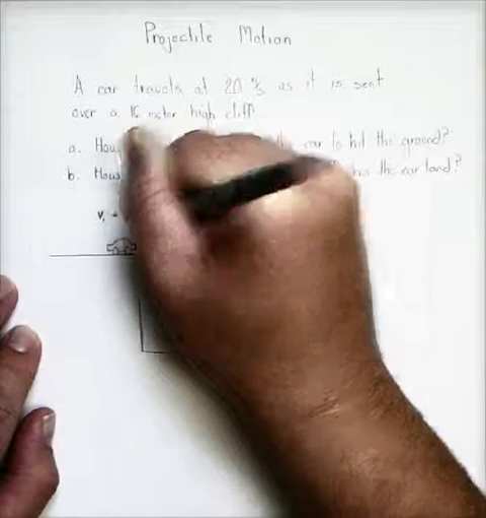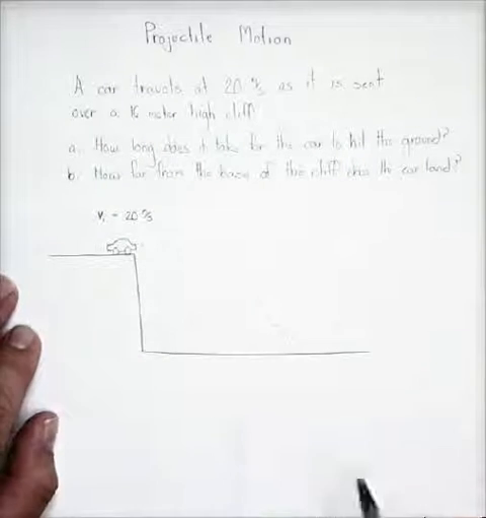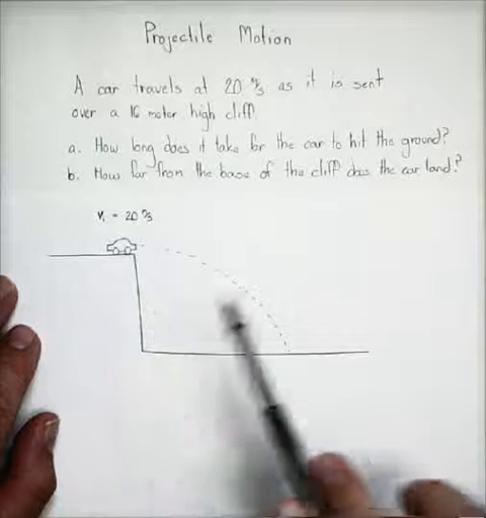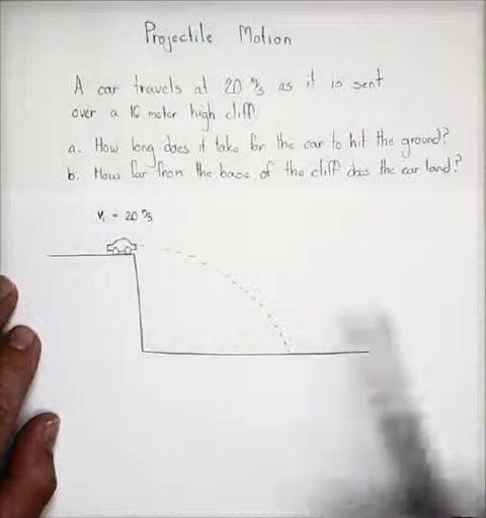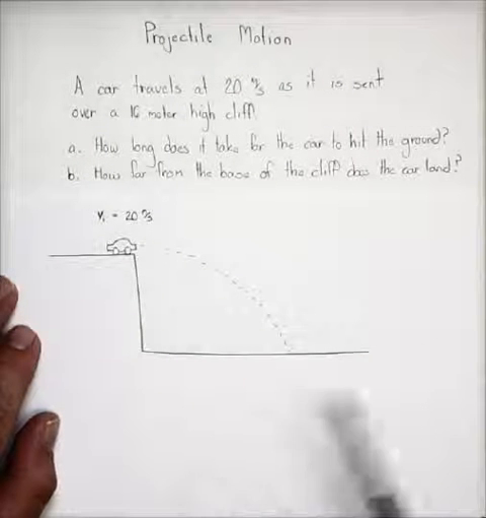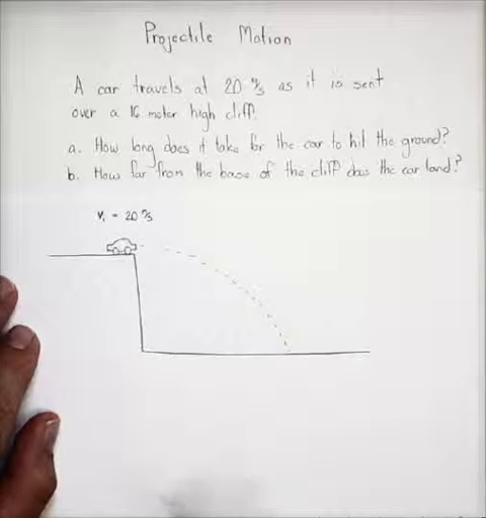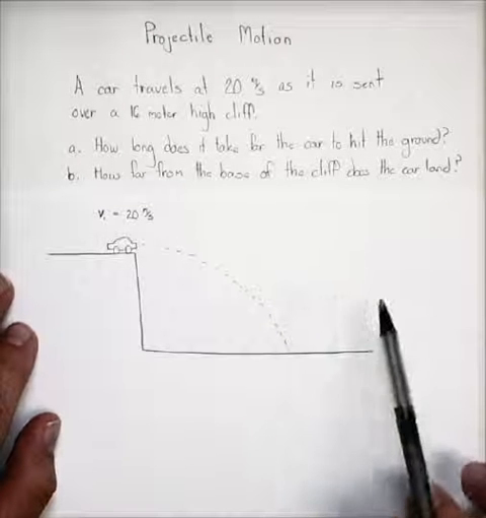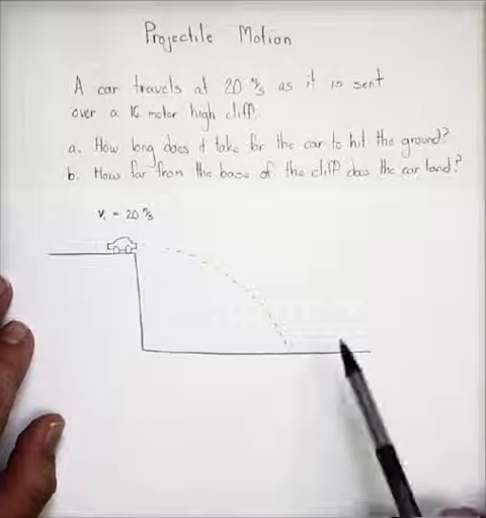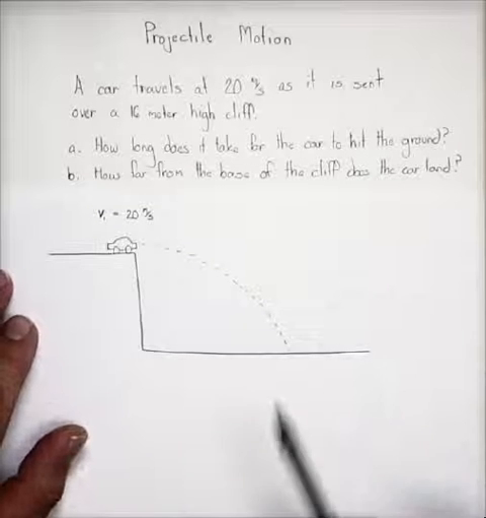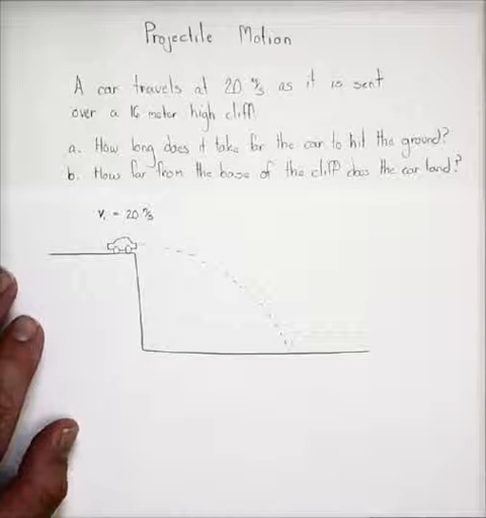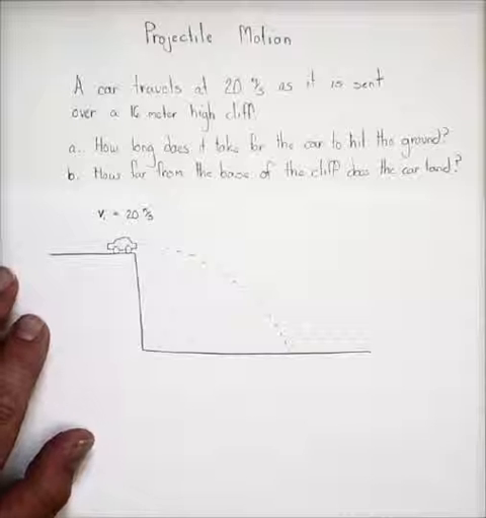But here we have to be careful, because this is the initial velocity of the car in the x direction. Remember that the x and the y direction operate as 2 independent entities in a projectile motion problem. So we worry about one and we worry about the other, and very rarely do we have to worry about both at the same time. One influences the other, but we can work on them separately.